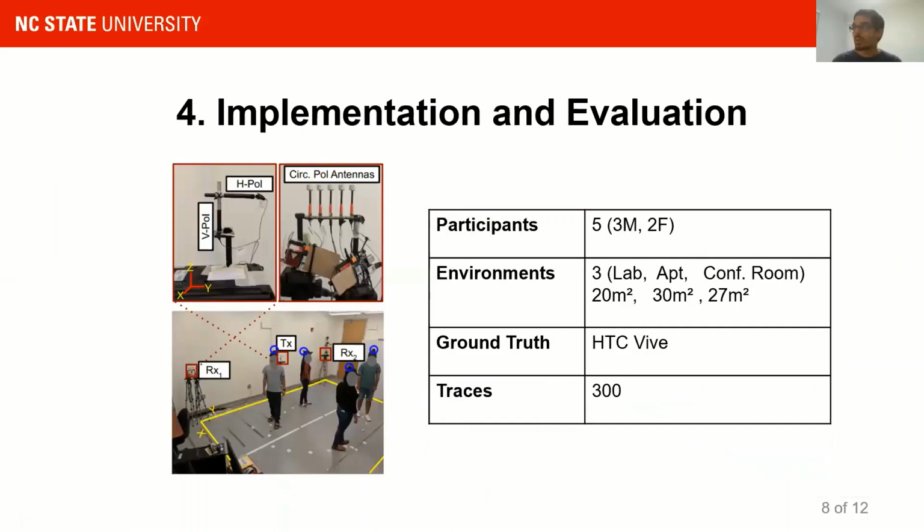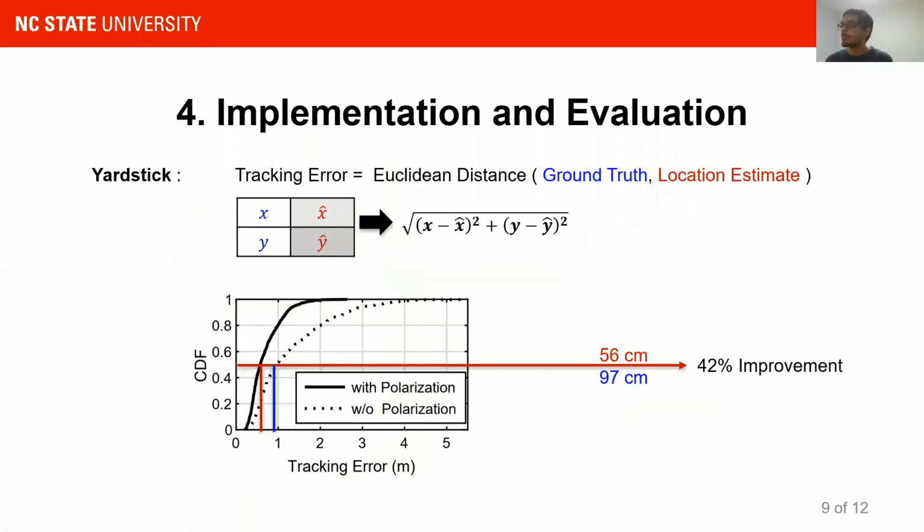We now move towards our implementation details. We used polarized antennas, and we had over 5 participants in 3 environments, and we used the HTC Vive for ground truth. And for the performance yardstick, we use the tracking error, which is the Euclidean distance between the ground truth and the location estimate. And in this figure, we show the CDF of the tracking error for both the cases of with polarization and without polarization. We find that the median tracking error was 56 centimeters with polarization versus 97 without, indicating a 42% reduction in the tracking error with polarization.